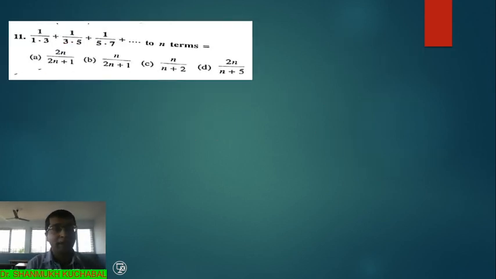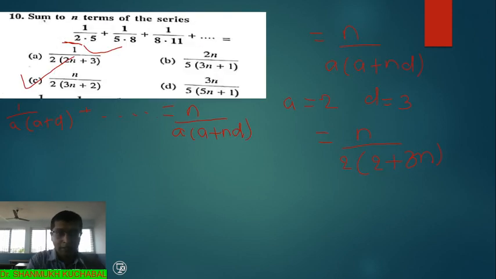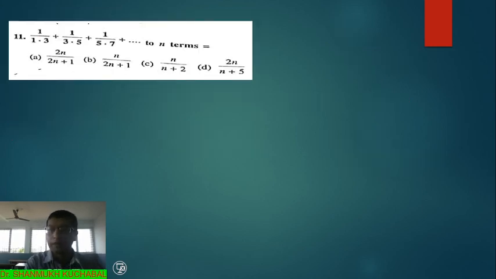Similarly, example number 11: 1 divided by 1 into 3 plus 1 divided by 3 into 5 plus 1 divided by 5 into 7, and so on up to n terms. It is similar to the last example, of the form 1 by a into a plus d, 1 by a plus d into a plus 2d. So the nth term is given by n divided by a into a plus nd. We'll write it directly as the formula n divided by a into a plus nd.